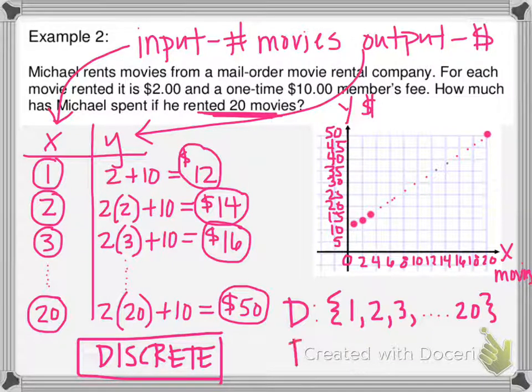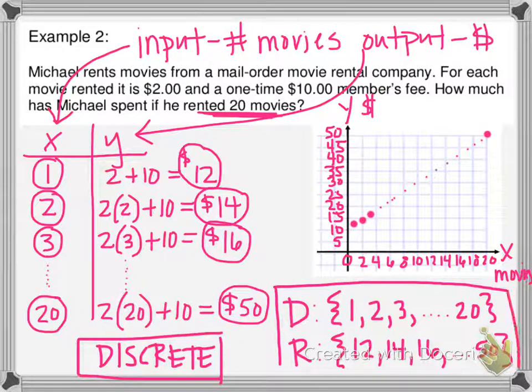Okay. Our range, these are outputs. These are the possible prices. The smallest price, if I rent 1 movie, is $12. If I rent 2 movies, $14. 3 movies, $16. Dot, dot, dot, 20 movies, $50. So notice that both the domain and the range go from least to greatest, and they are listed separated by commas because it is discrete. So this is an example of a discrete word problem.